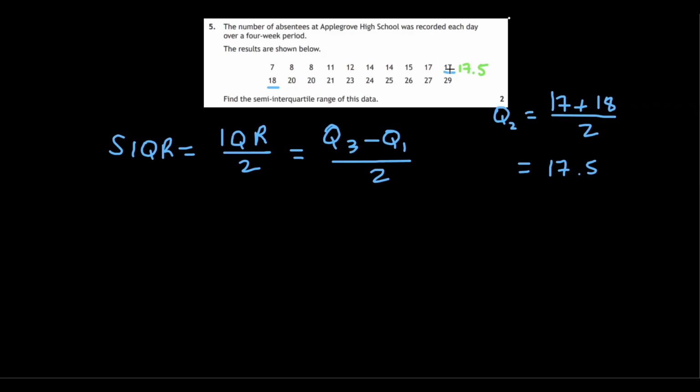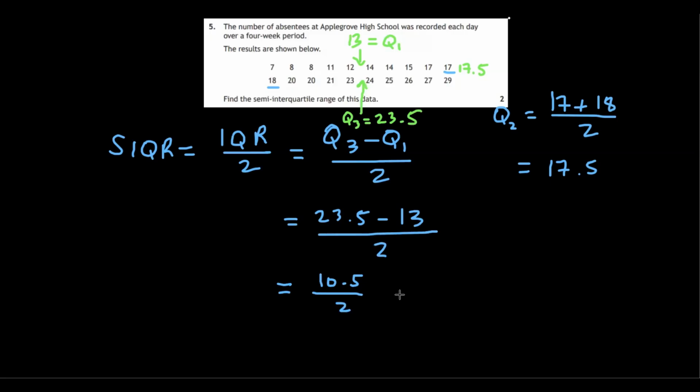So the lower quartile would be somewhere, so 1, 2, 3, 4, 5, and then 1, 2, 3, 4, 5. So it would be between these values. So it would just be 13. That's Q1. And then Q3 would be over here. So Q3 equals 23.5. So that would become 23.5 minus 13 over 2. And that gives 10.5 over 2, which is just 5.25.